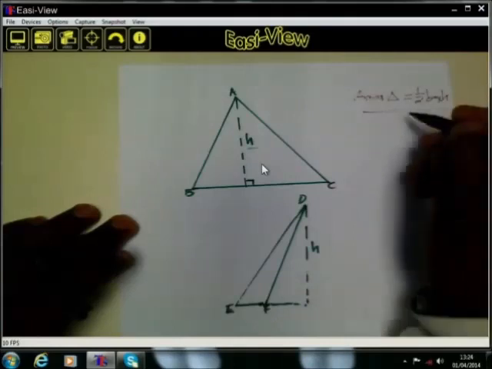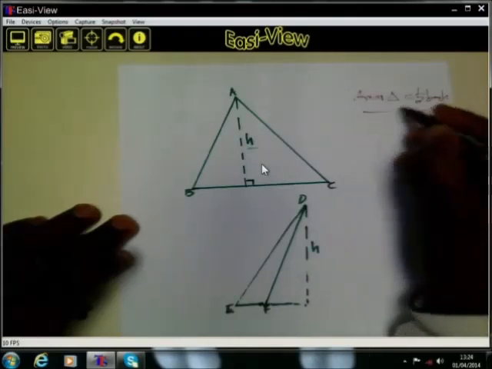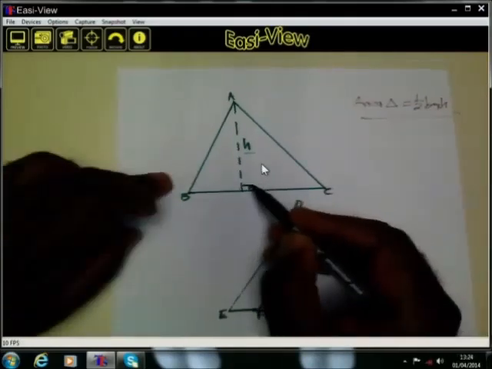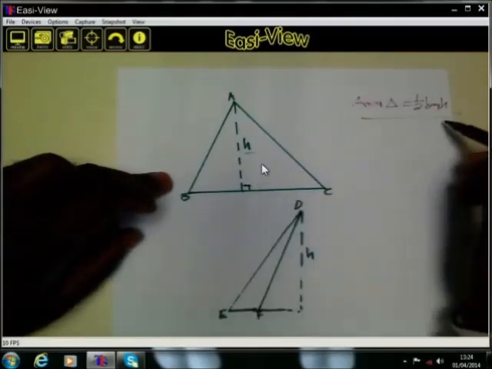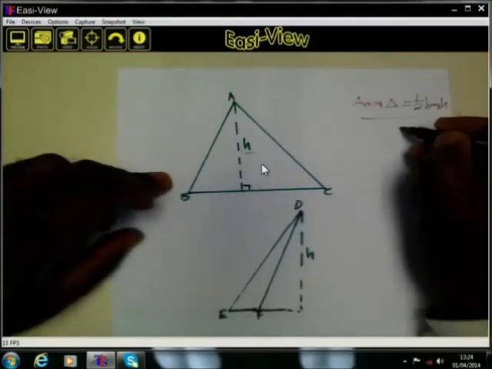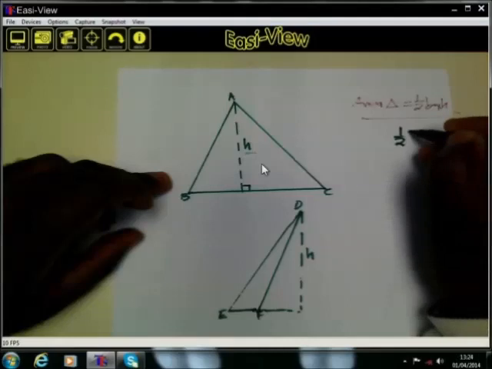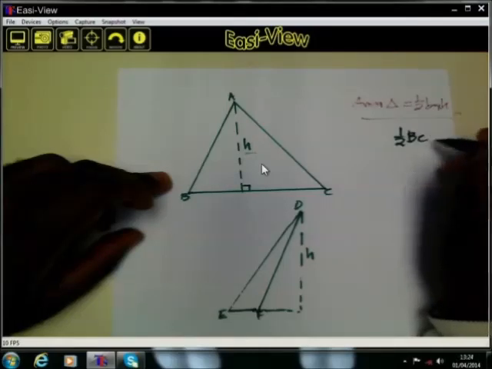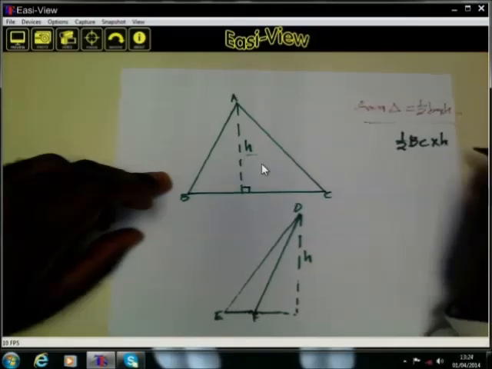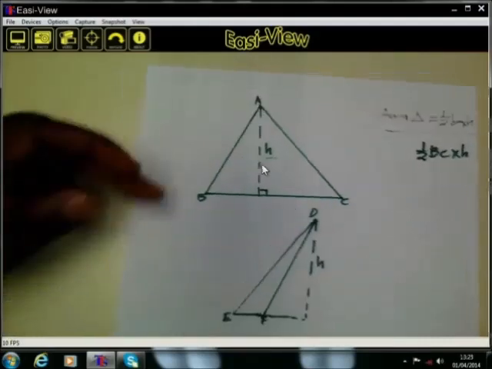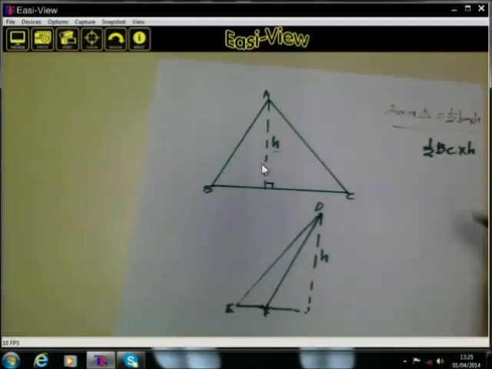Now, if we are going to determine the area of this triangle in terms of the formula, it's going to be half BC multiplied by height, which is our perpendicular height. Fine. That was the first triangle that we have gone through.